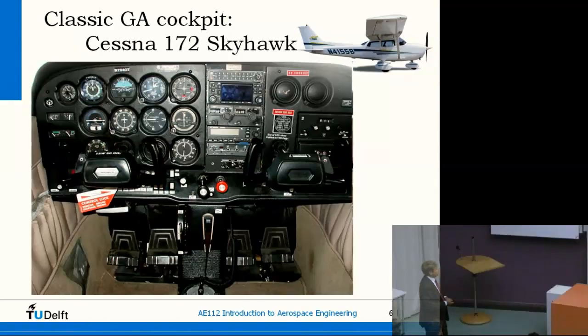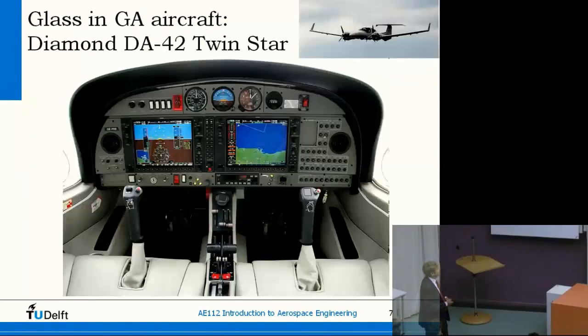General aviation has flown with analog cockpits much longer, but now you see that they are able to innovate much faster because they tend to say, okay, this is for the certification, so we've got everything in there, and then here we can do what we want. So they use, indeed, for instance, the Diamond here.